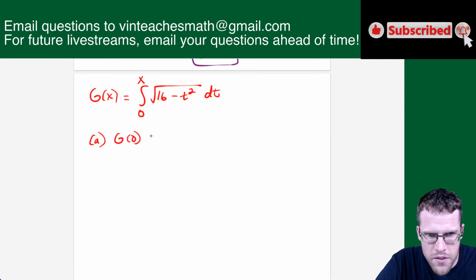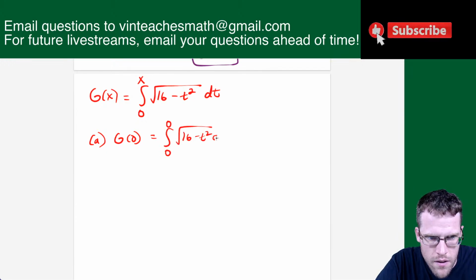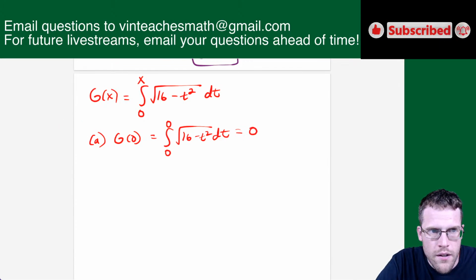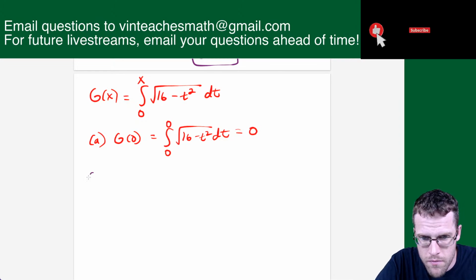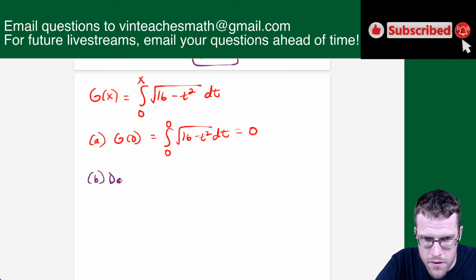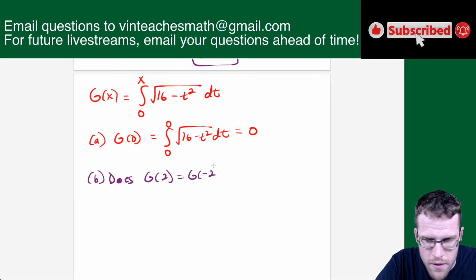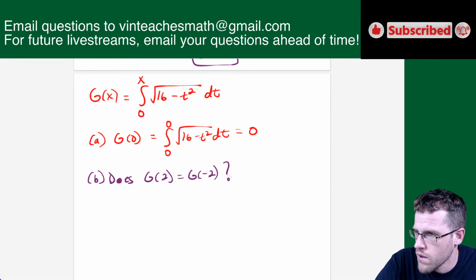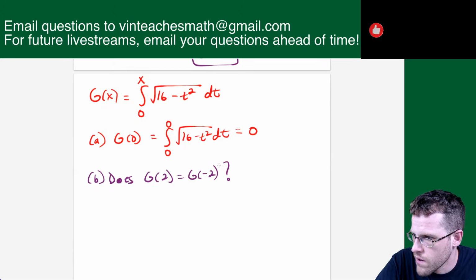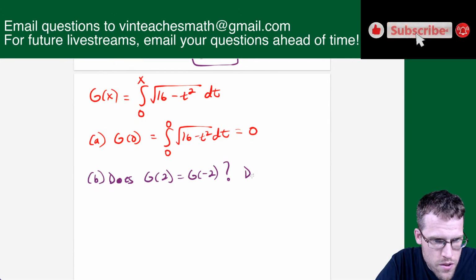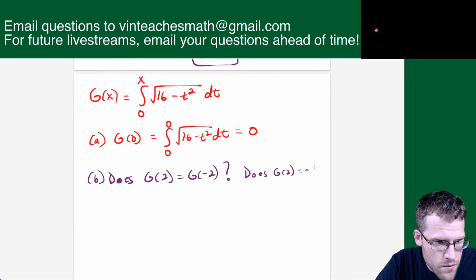So let's say we want to find g of 0. That would be this, and the integral from 0 to 0 is 0. Okay. Now let's see, part B. Does g of 2 equal g of negative 2? Is this true? This is also a question: does g of 2 equal negative g of 2?